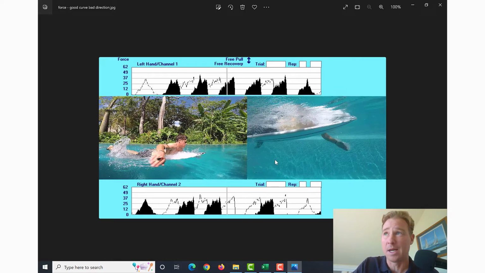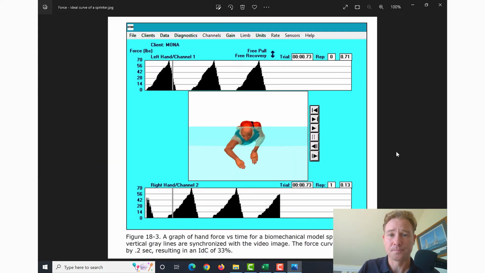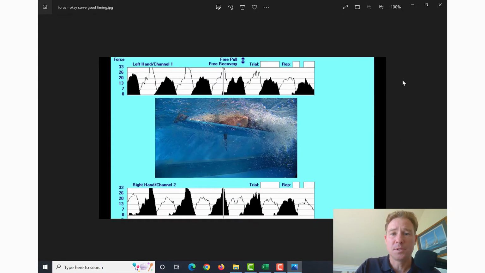Could it be cleaned up? Absolutely. And if it was cleaned up, would they go faster? Absolutely. So good curve, bad direction. This one's an okay curve. Good timing though, because the peak happens in the back propulsive phase. You can see that there, and they've already started the next stroke. So they're overlapping the strokes.